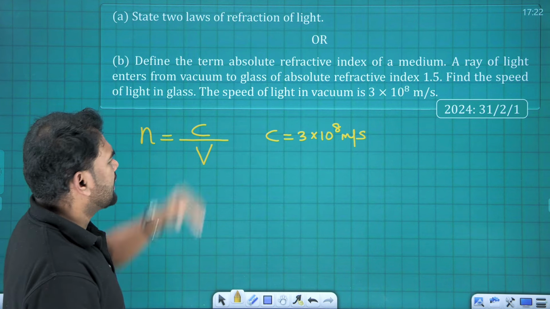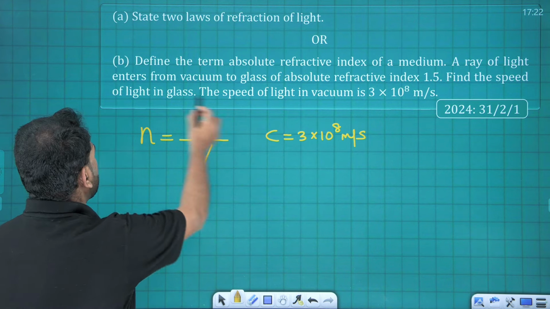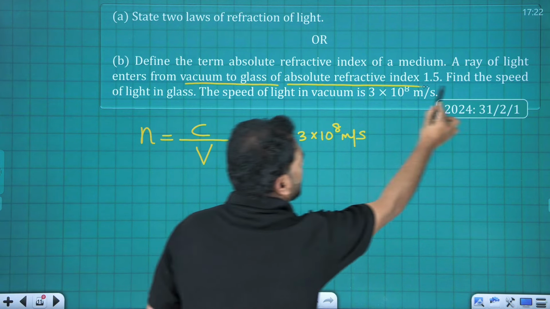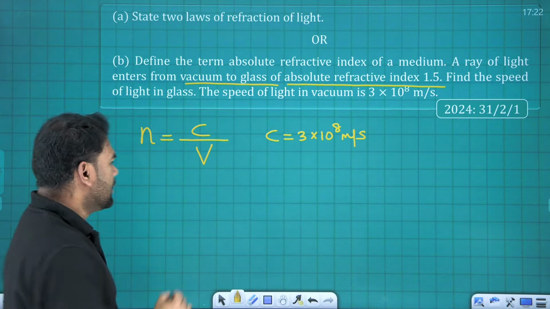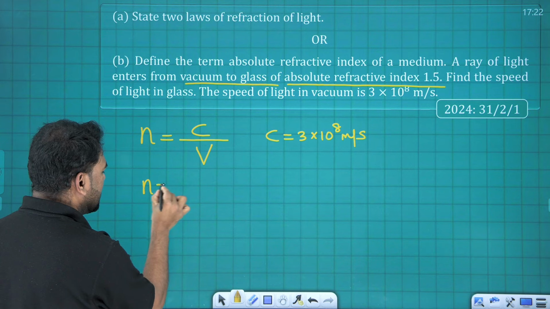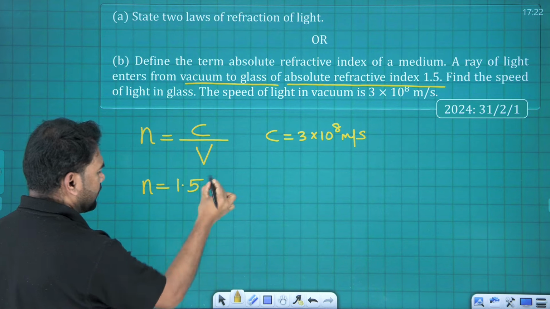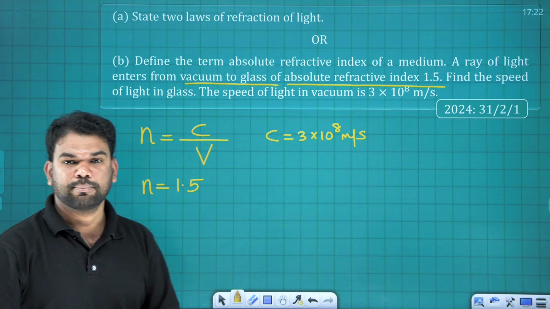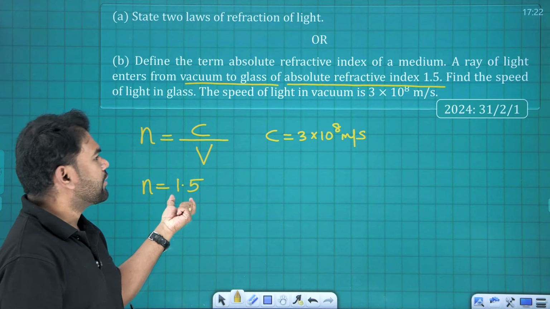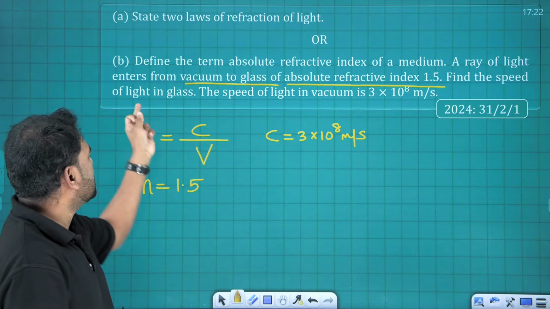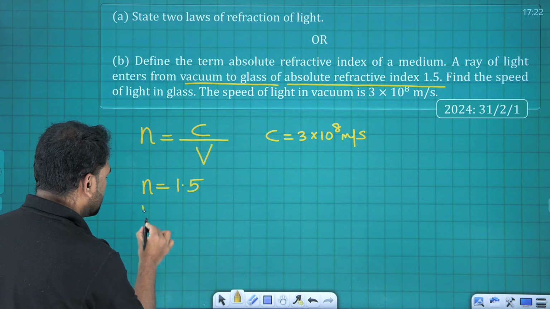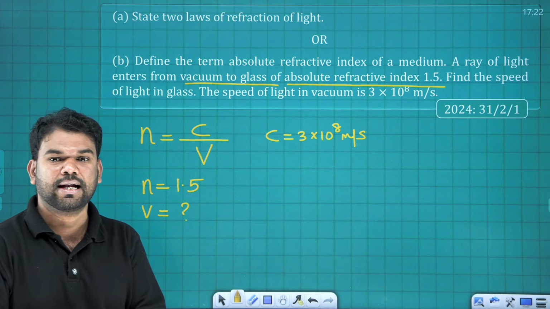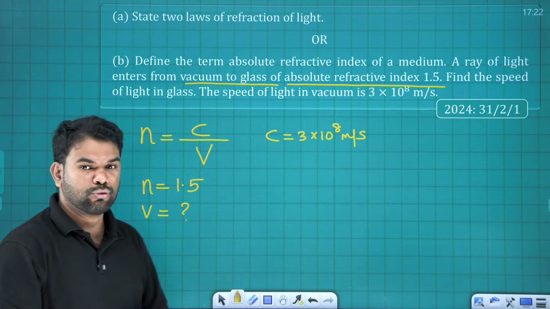Now there is an additional question. A ray of light enters from vacuum to glass of absolute refractive index 1.5. So in the question it is given that n is equal to 1.5. Absolute refractive index, as we already told, is represented by the symbol n, and it is given in the question as 1.5. Find the speed of light in glass. Your question is to find the speed of light in glass. Glass is the medium here. So you need to find the speed of light in glass.